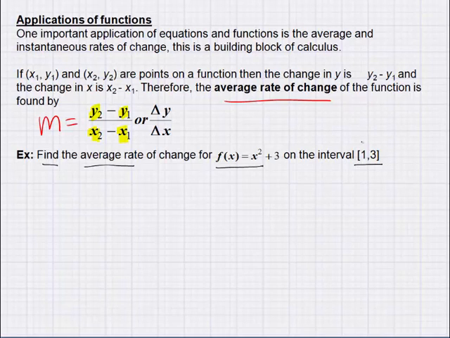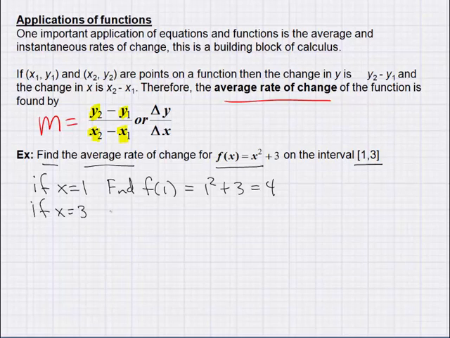Well, this interval, these are x values. Okay? So basically what we're saying is if x equals 1, we need to know the y value. So we need to find f of 1, which would be 1 squared plus 3, or 4. And if x equals 3, we need to find f of 3, which would be 3 squared plus 3, or 12.